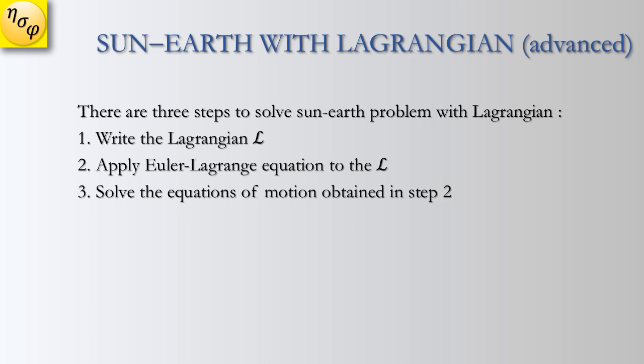The third method is Lagrangian method. This is an advanced method that requires calculus, so you may skip this part if you feel it is too difficult. Lagrangian method has a lot of advantages, and it is an effective method to solve the problems analytically. There are 3 steps to solve Sun-Earth problem with Lagrangian. The first is to write the Lagrangian L. The second step is to apply Euler-Lagrange equation to the L. And the third is to solve the equation of motion obtained in step 2.